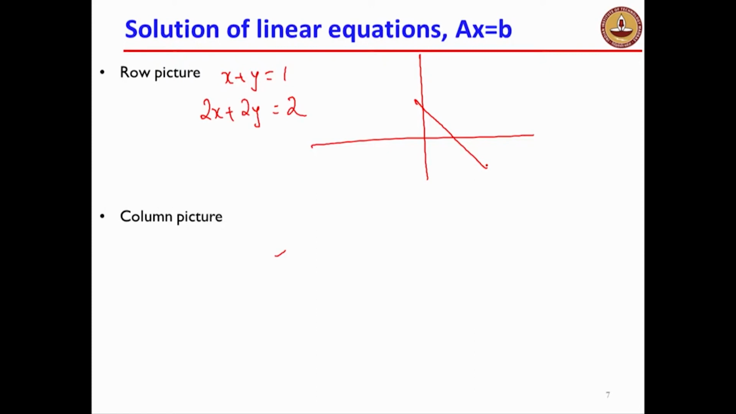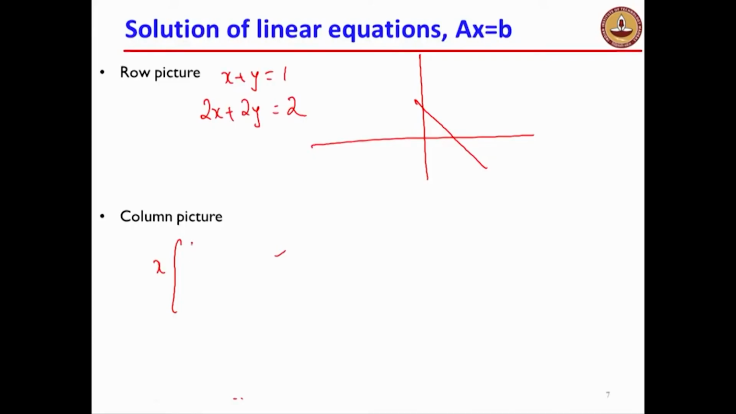So how many points do they intersect in? Infinite points, because all the points on these lines are basically points of intersection of these 2 lines. So there are infinite solutions in this case. Right? Column picture, what happens? I am asking you this question.